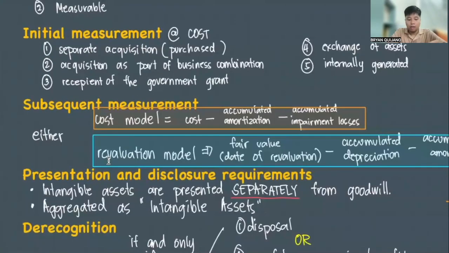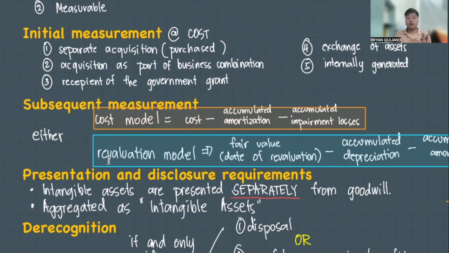Let us talk about the initial measurement of intangible assets prescribed by PAS 38 or IAS 38. The first thing to remember is that, just like other assets, it is measured at cost. Then, an intangible asset can be acquired in a number of ways.